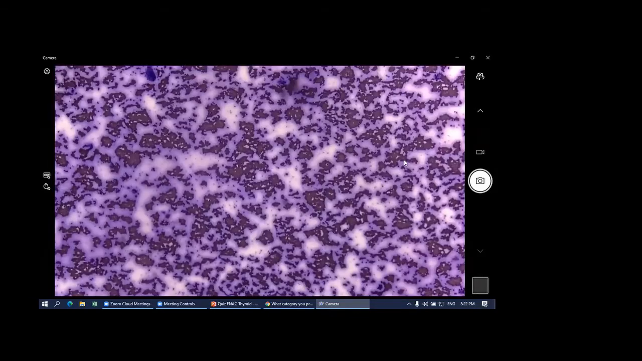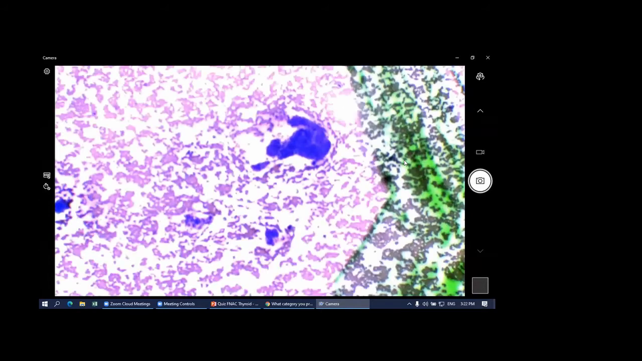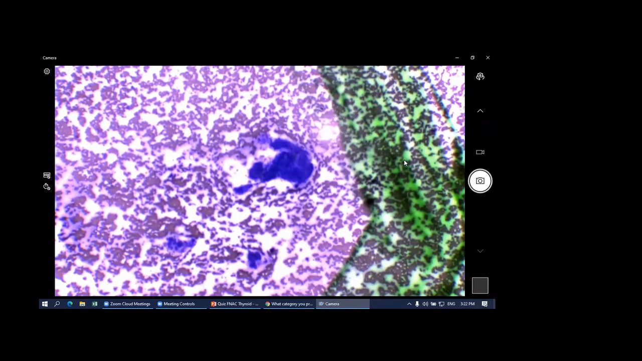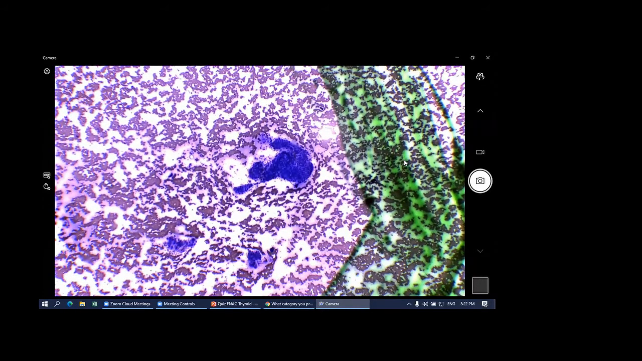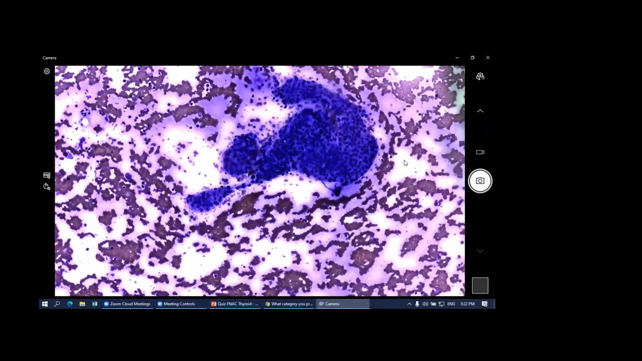Okay, now I'm a bit lost. But just to show you this area, and a bit of high power of this area, right?